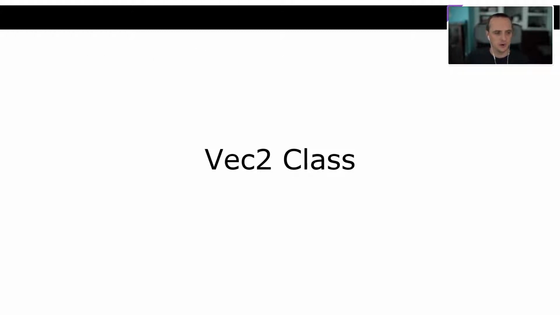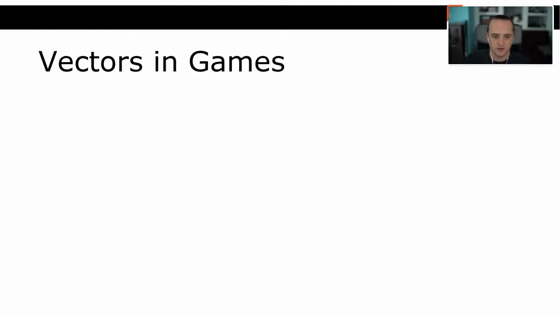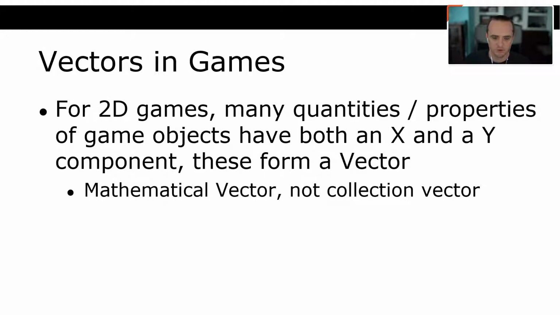Okay, so now we're going to explain that Vec2 thing and what that was. So vectors in games. Why are vectors important? For 2D games, and literally at any point in the course where I'm talking about 2D games, we can apply the exact same thing to 3D games. In 2D games, we'll have an X and a Y component. In 3D games, we would have an X and a Y and a Z component. For 2D games, many quantities or properties of game objects have both an X and a Y component, and these form a vector.